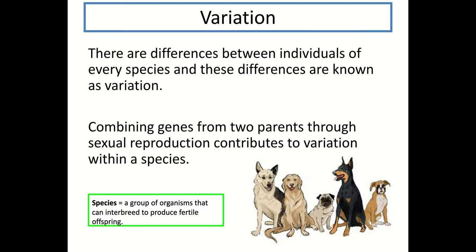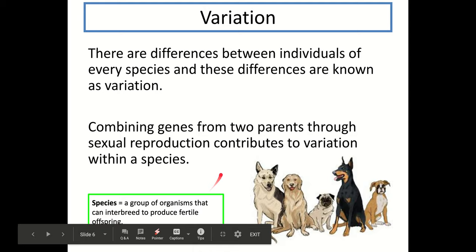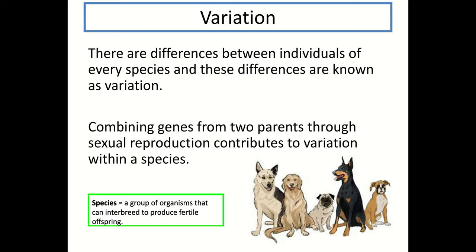Now, before we move on, it's really important that you know what is meant by a species. We come back to this later on in Unit 3, but a species is a group of organisms that can interbreed to produce fertile offspring. Essentially, what this means is if two individuals are members of the same species, they can interbreed together and produce offspring, and those offspring can then go on and have their own offspring. This definition is really important as there are groups of organisms that can interbreed, but then their offspring are infertile and can't have their own offspring. This means the two individuals were not members of the same species.